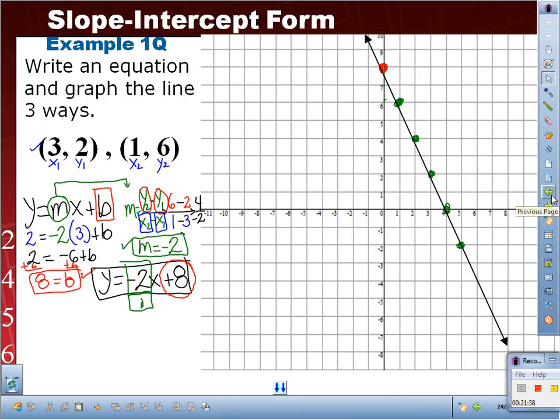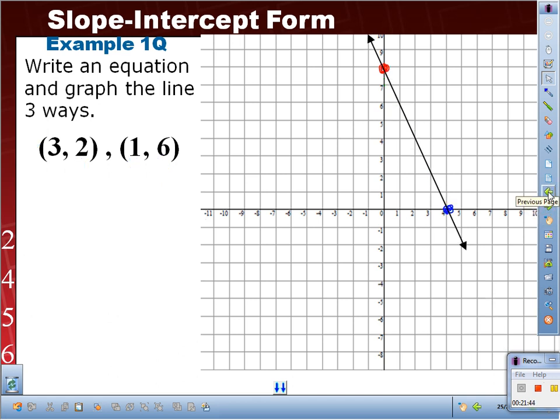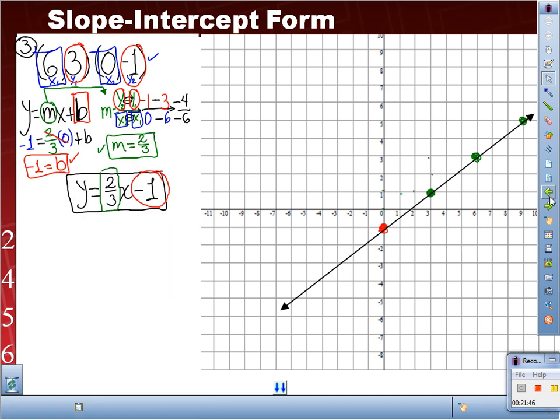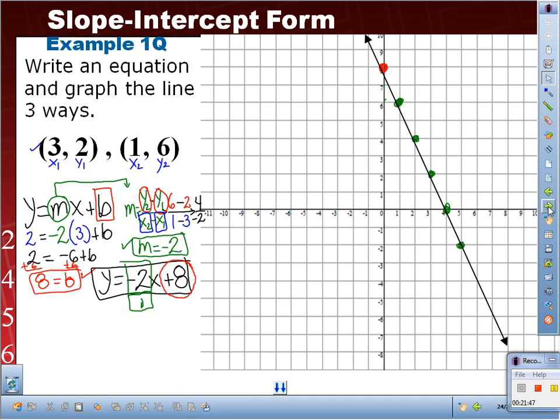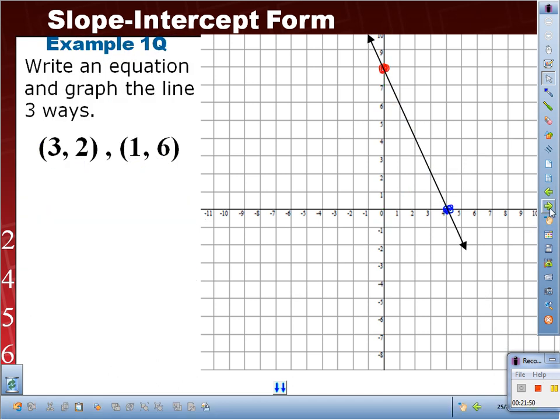Let's see how they look. Look at the first one, slope-intercept form. Look at the next one, slope-intercept form. This is using the intercepts, and this one's using the table. What do they look like? They look about the same, don't they? Yeah, because it's the same equation, just a different method.